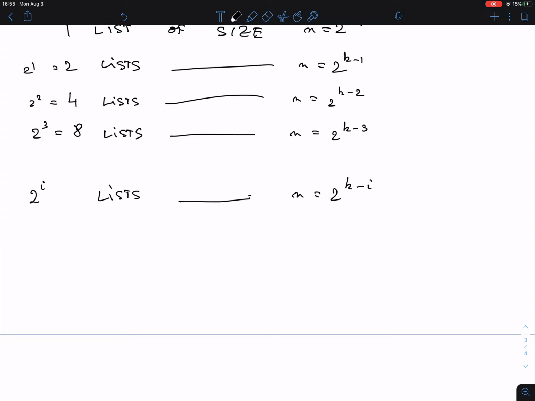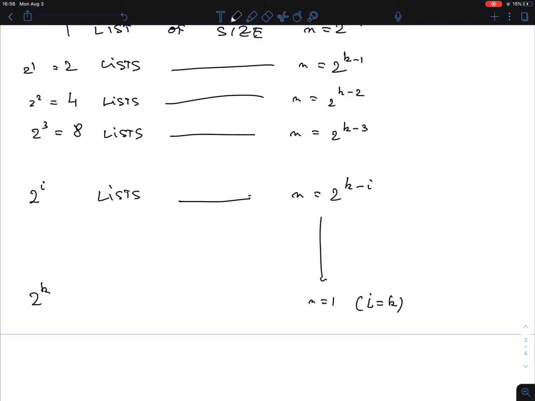Correct? Okay. And so how long does this go? Well, it goes until each of these lists reaches n equal to 1, right? This will happen exactly if i is equal to k. And then we have 2 to the k, which is n, many lists, right? So after we keep splitting, at the end we have lists of one element, right?